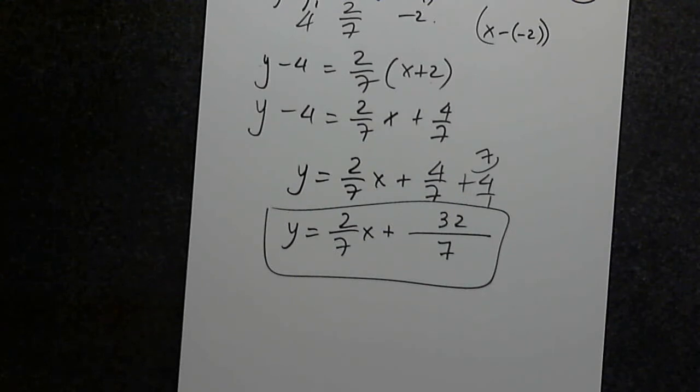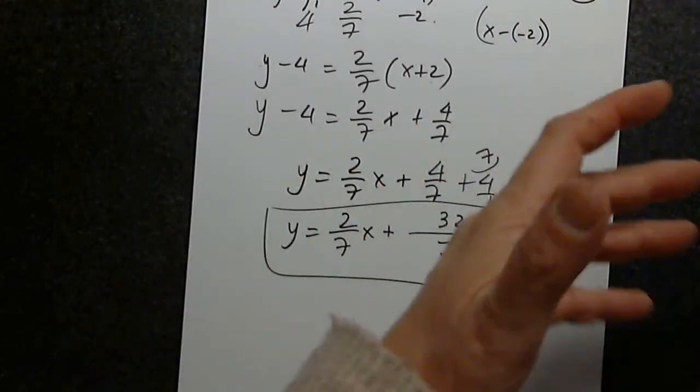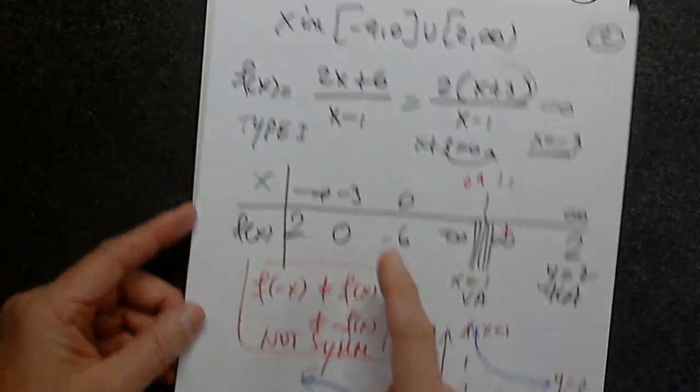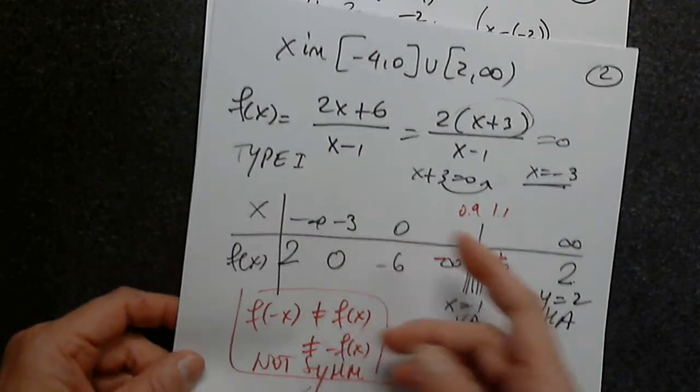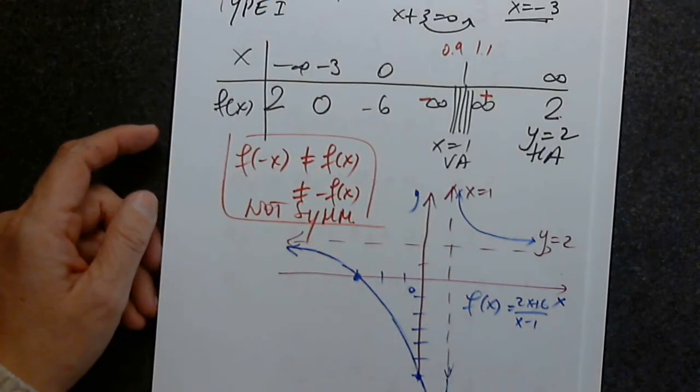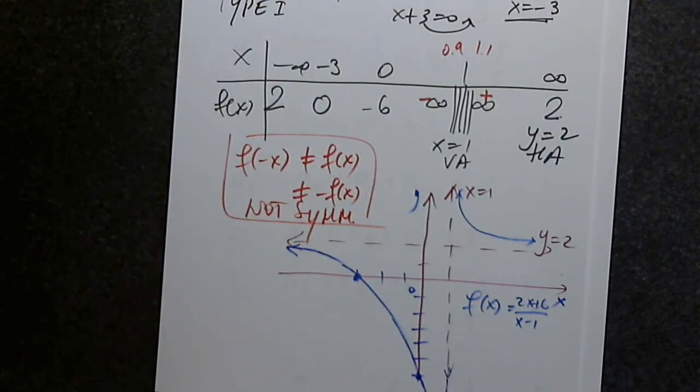Graph a rational. Graph of the rational function. Yes, this was just what you just did now. That's of type 1. Can we solve a rational equation? Yes. Or a radical equation? Yes.